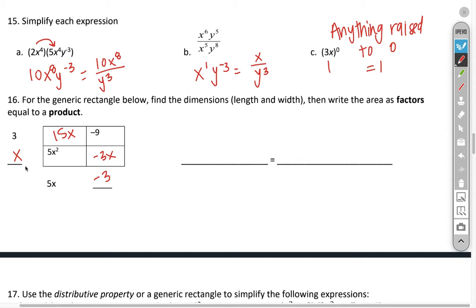So all we're going to do on this first part is just write out what we're multiplying by each other. So we have x plus 3 times 5x minus 3. And then we're going to write our answer over here. So we have highest exponent first, 5x squared. Our 15x and our negative 3x are going to cancel 3 of these out. So we're going to be left with plus 12x. And then we have left over negative 9.